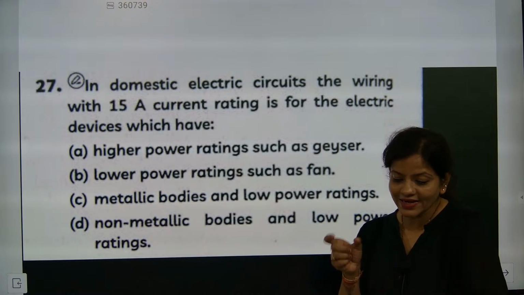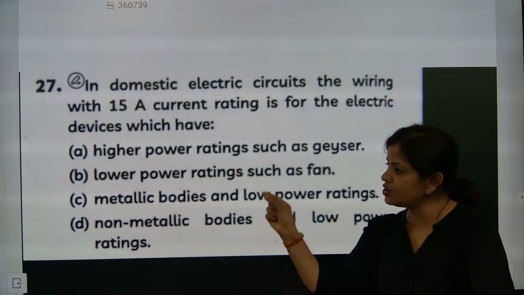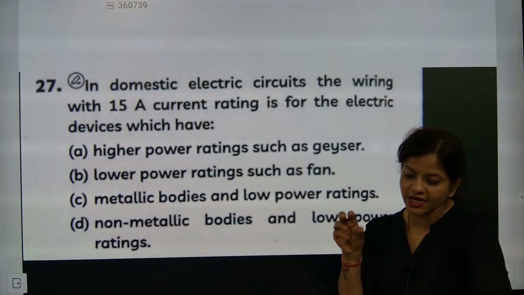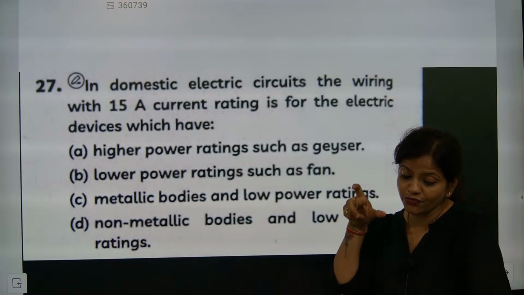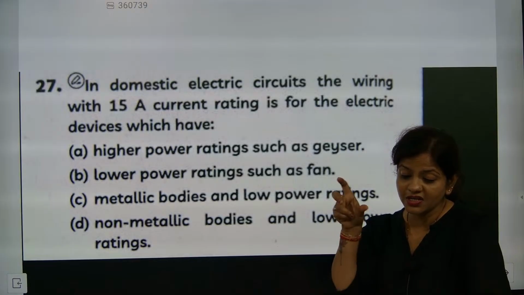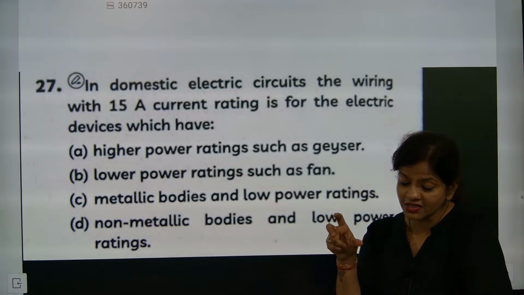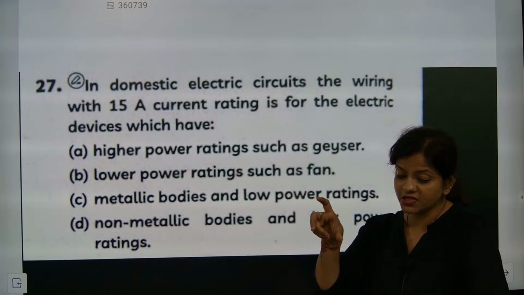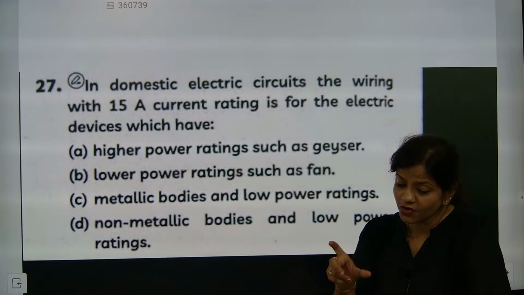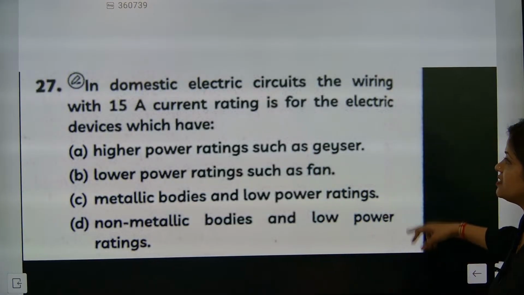5 ampere is the lighter one. Remember, the 5 ampere sockets that are there, that is for lighter loads. But the big 15 ampere will be there specifically in the kitchen area. You will be seeing that is for higher power rating like a geyser. In the bathroom also you will be seeing a 15 ampere point. This is for the heavier one. So A is the correct answer.